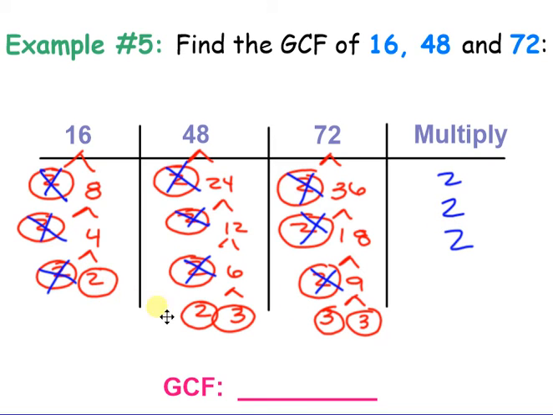Now I have a 2, but nothing left over here in terms of 2's. I have a 3 here and a 3 here, but no 3's over here. So that's not going to work. So I'm done. So 2 times 2 is 4. 4 times 2 is 8. And the biggest factor that goes into all of those is 8.